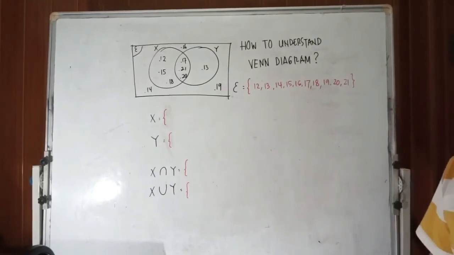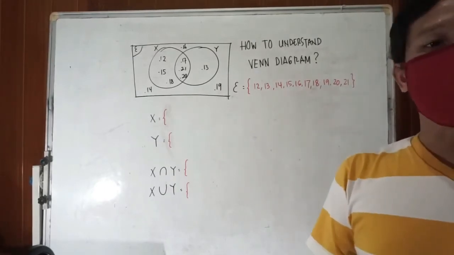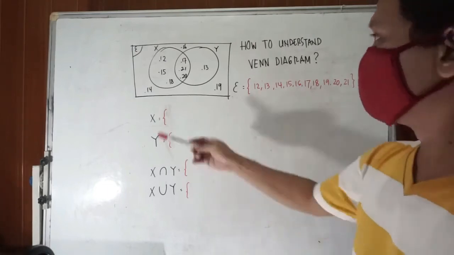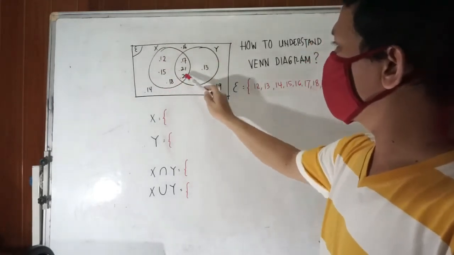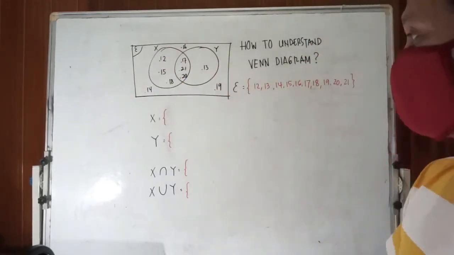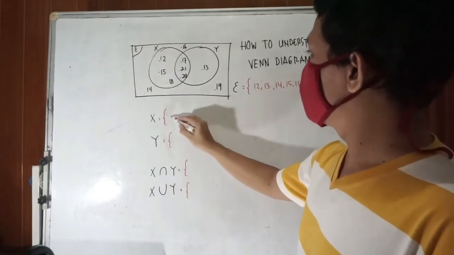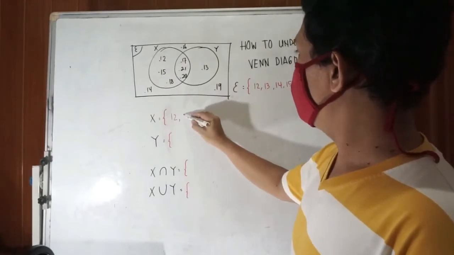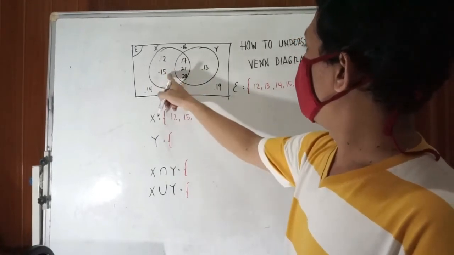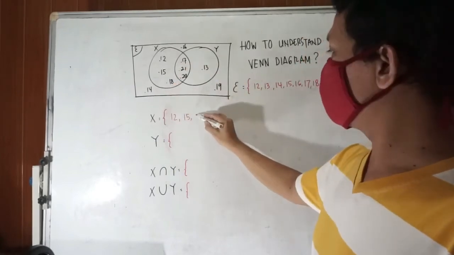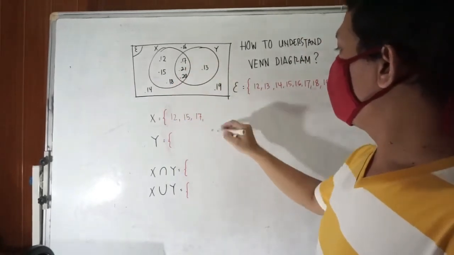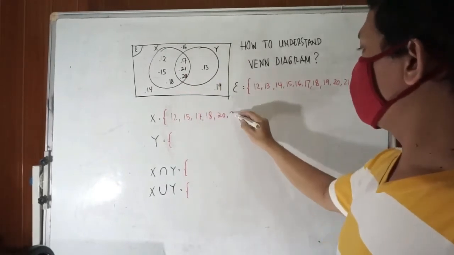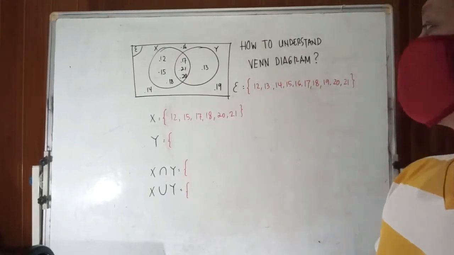Okay. Now we're going to set X. Set X means all the elements inside X. Only X, this one, inside circle X. Okay, so set X is 12, here, and then 15, and then 17, from the smallest first. And then 18, and then 20, and the last is 21. Okay, so that is set X.